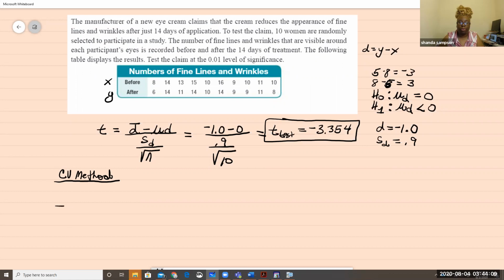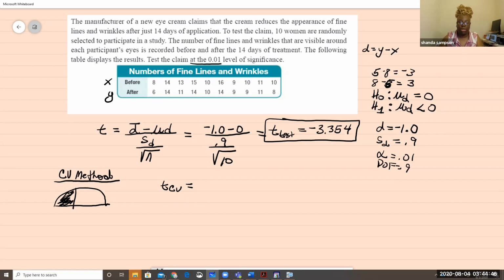So the critical value method. For our critical value, we're looking for less than, so I'm going to put less than here. We're looking for stuff to the left. That's going to be our rejection region. All right, so T critical value. What was our alpha up here? 0.01. So alpha was equal to 0.01. Now you know for a t-test we need degrees of freedom, so our degrees of freedom equals 9.